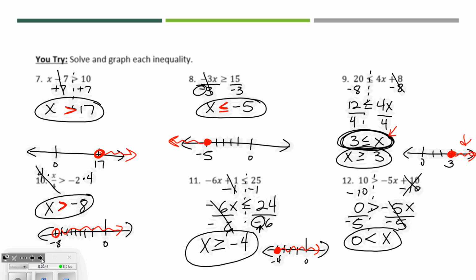So I could either circle this, or remember we said we could flip so that your variable's on the left-hand side, but I flip the inequality. So either one of these, you don't have to have both, but either one is fine. Now I only need that 0 on the number line. It gets an open circle, and what numbers are greater than 0? These numbers over to the right.